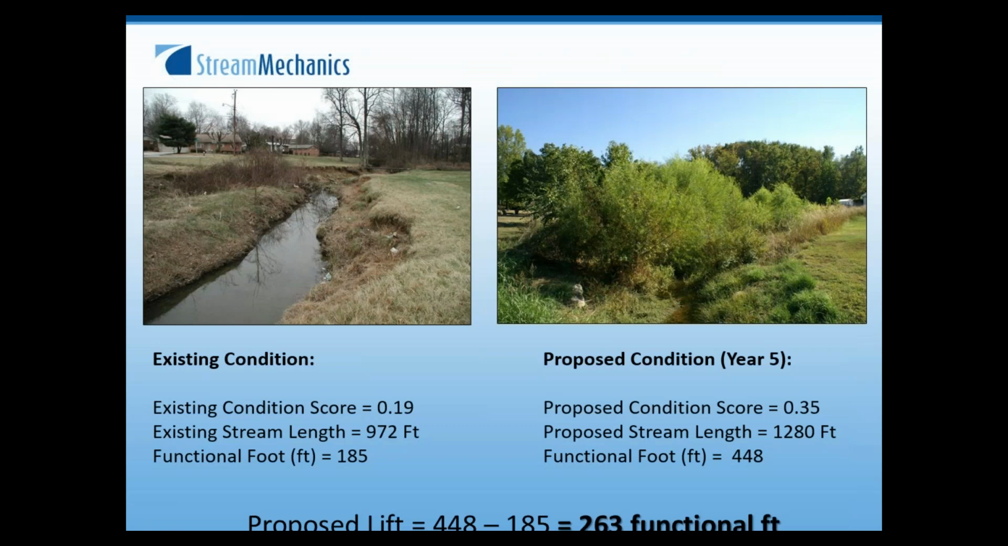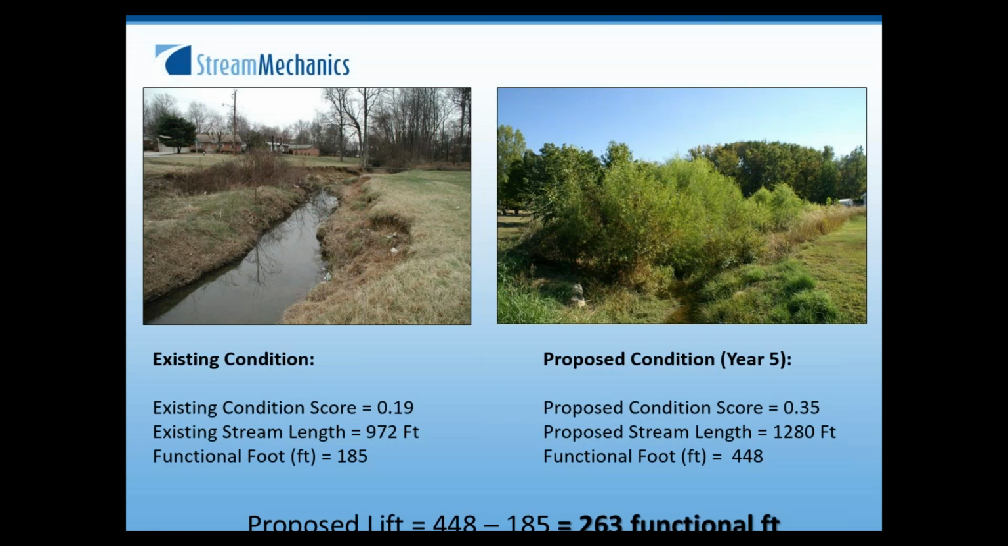So here's a picture example of what we're talking about. Here's an existing condition stream, existing condition score of 0.19, existing stream length of 972 feet. So your functional feet is 185 functional feet. The proposed condition is the condition that is expected to be seen at the end of monitoring. So for this project, 5 years of monitoring.